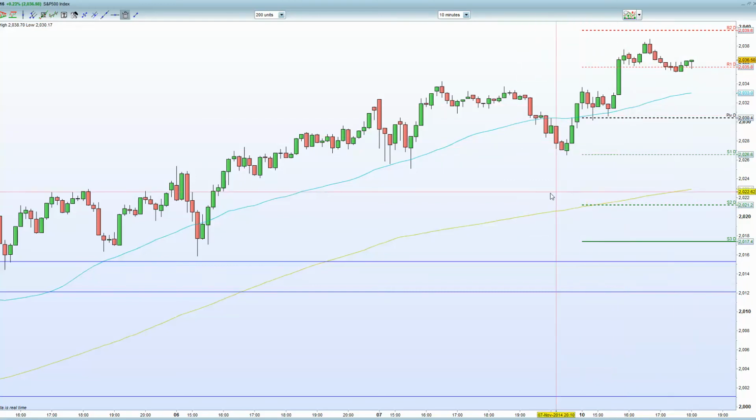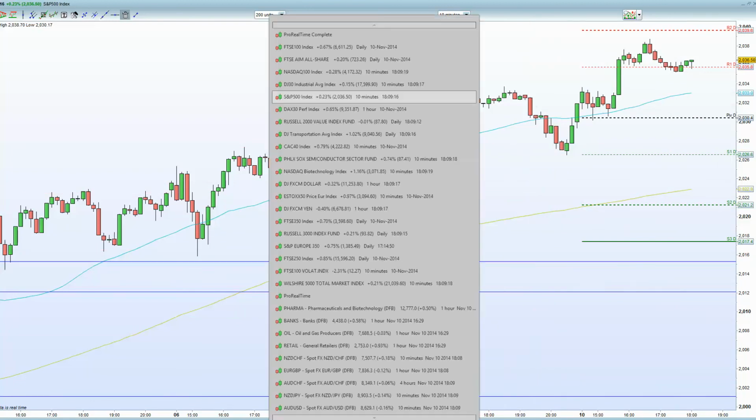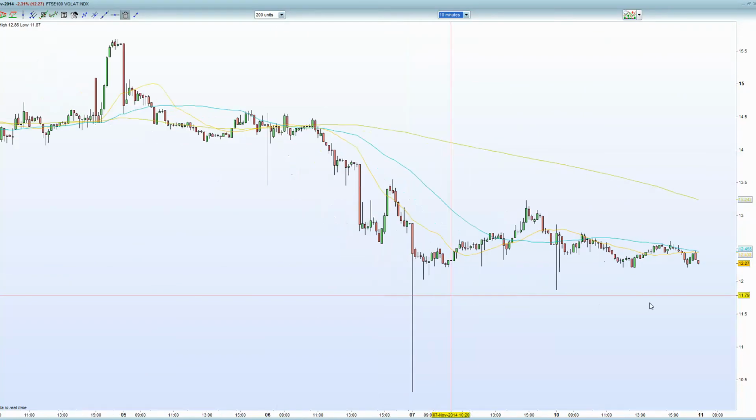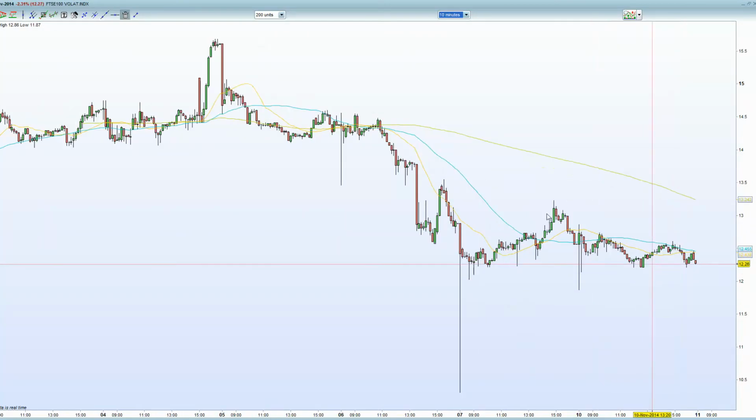So where are we headed now? Now that we know that information, where are we headed? If we start with the FTSE Volatility Index, on a 10 minute it is into support. That indicates there's an inverse relationship between the volatility index and the FTSE, so therefore the FTSE is into resistance.